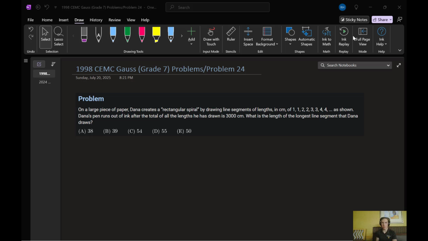Everyone, this is a problem from the 1998 CMC Gauss 7th grade level. Thought it was kind of an interesting one. So it starts out with, on a large piece of paper, Dana creates a rectangular spiral by drawing line segments of lengths in centimeters of 1, 1, 2, 2, 3, 3, 4, 4, as shown. Dana's pen runs out of ink after the total of all the lengths he has drawn is 3,000 centimeters. What is the length of the longest line segment that Dana draws?